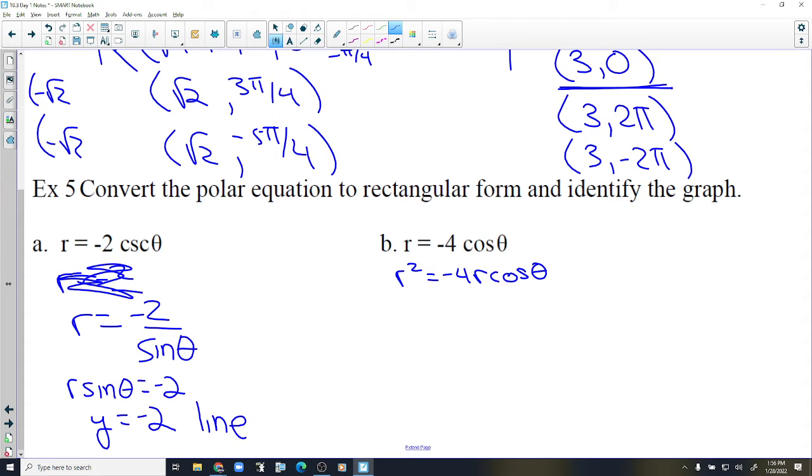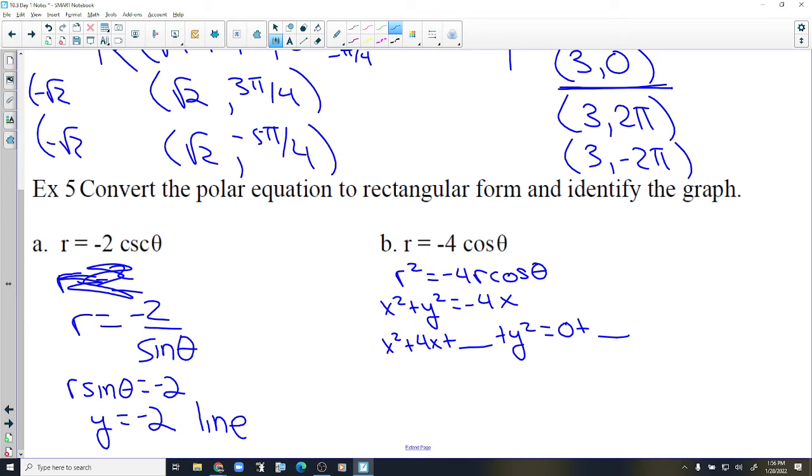R squared is x squared plus y squared. And r cosine is x. Now that is a conic. That is more precisely a circle, but we don't leave them like that. We add the 4x over and leave room to complete the square.